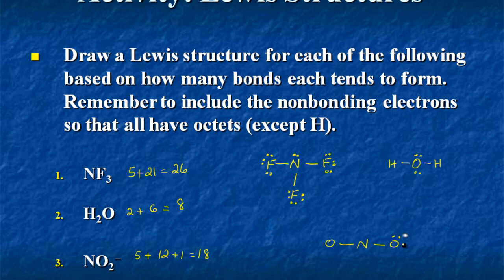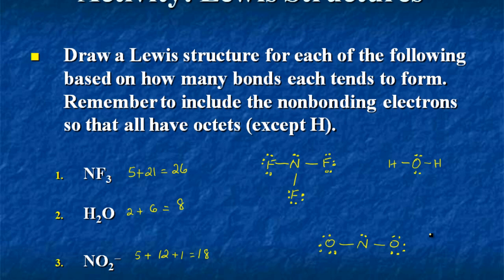So 6 to this one, 6 to this one. How many more? 6 plus 6, 12, 14, 16. We have 2 more. Where would you put that now? On the nitrogen. 2 more. We are showing all electrons, all 18, but is that picture good? What is the problem? Nitrogen doesn't have 8.